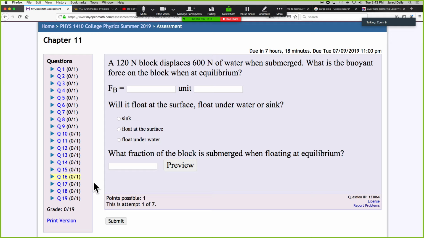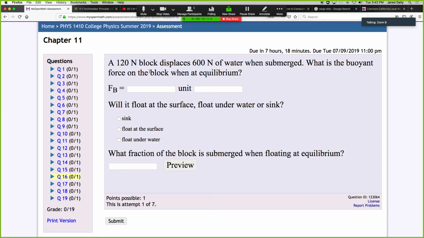All right, so anyway, we have a 120 newton block. So that's the weight. 120 newtons is the weight, right? And it displaces 600 newtons of water. So that's the weight of the water. This is kind of a trick question. If you understand the buoyant force, it's really easy.